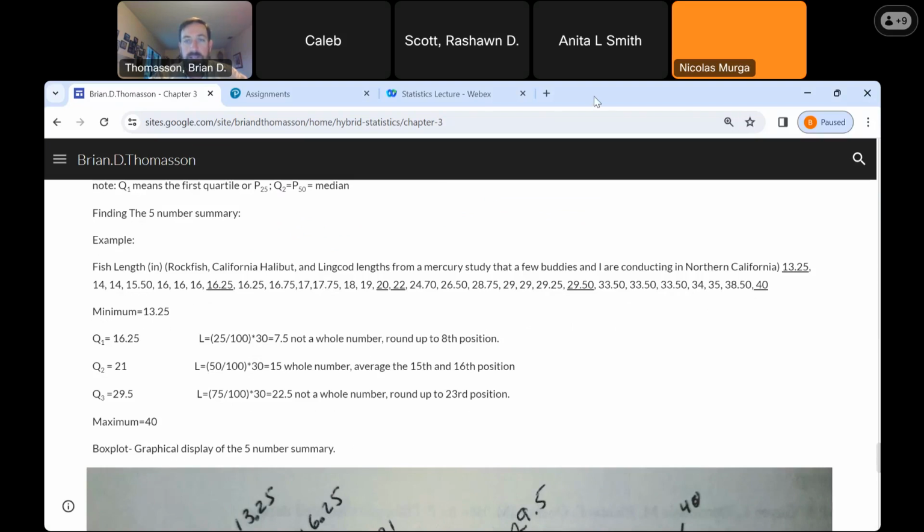So the first one is the minimum. That's pretty easy. That's just the smallest fish. So we have the 13.25-inch fish. Now Q1. Q1 is the same thing as P25, so we have to calculate that L value like we did earlier. So it's the 25th percentile: 25 over 100 times the number of fish, which is 30, which gives us the position number of 7.5. That's not a whole number, so just like we did before, we round that up to the 8th position. If we count over 8 fish, the 8th fish is 16.25.